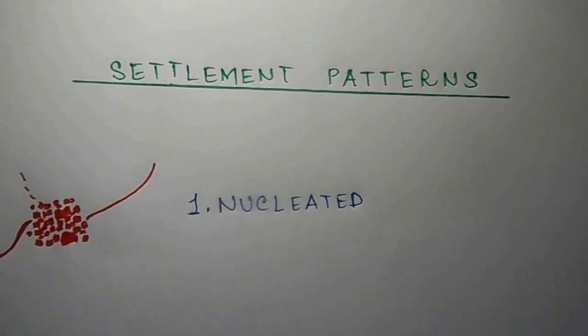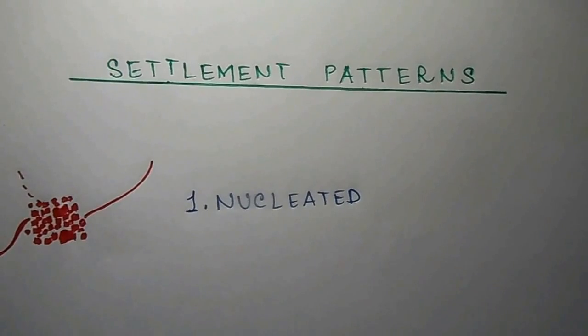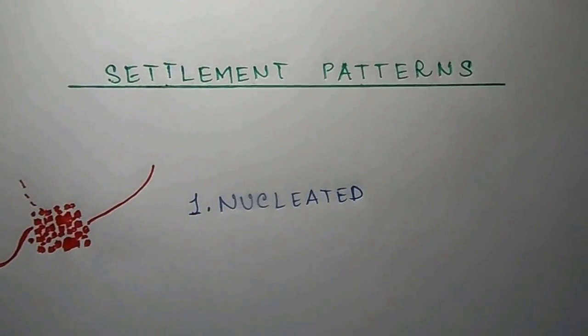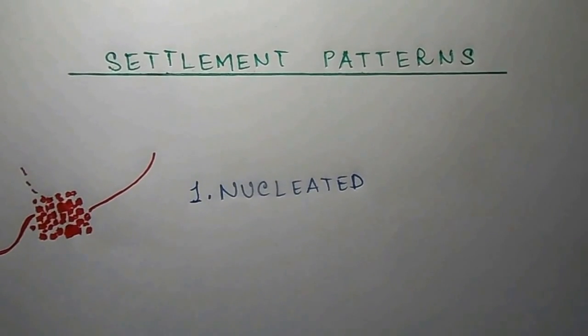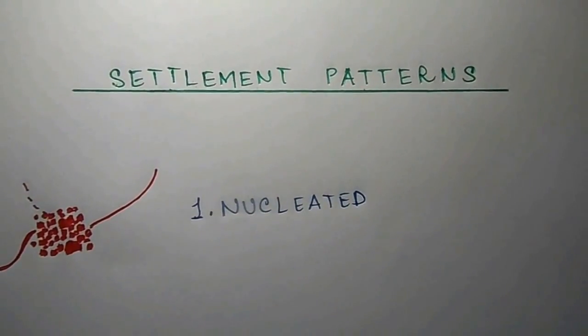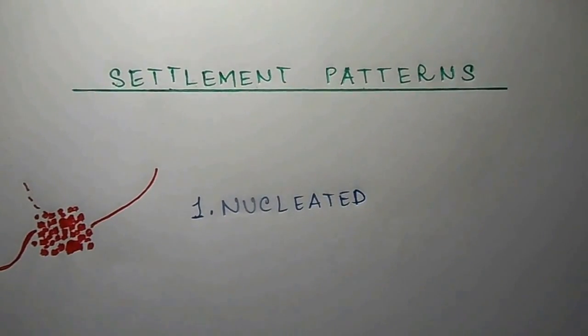Let's start with settlement patterns now. First, you need to understand what settlements are. Settlements are simple towns or cities, you can say. So basically, you have to find the pattern of how a settlement is. We start with a nucleated settlement first. What is a nucleated settlement? These are settlements which are clustered together in a group.